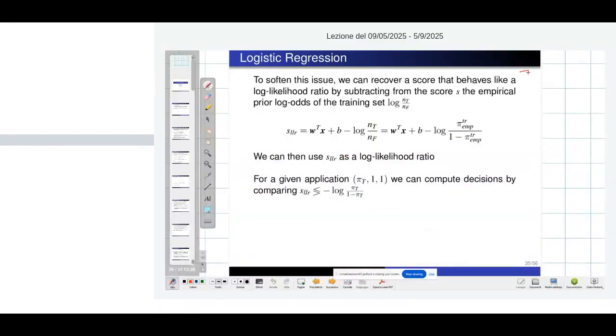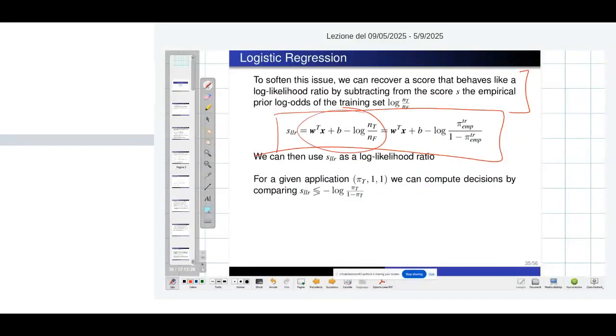Now, typically we have seen that this is not the case. We may not even know what the application prior is when we train our logistic regression model. How can we deal with this? Well, we can try to recover a score that behaves sort of like a log-likelihood ratio, and then use this score in the same way we discussed for generative models.